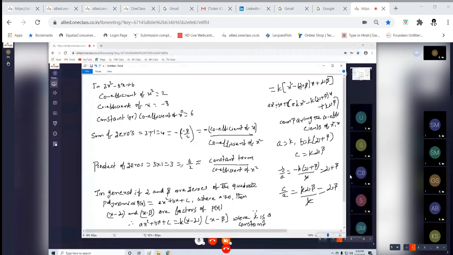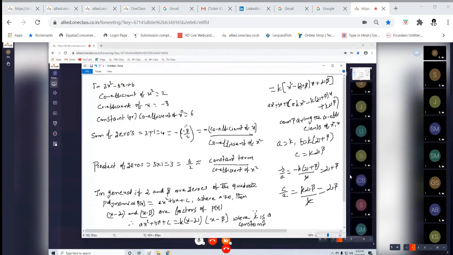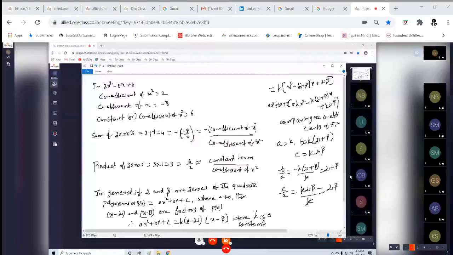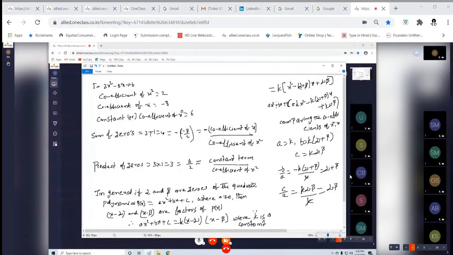Similarly, if any quadratic equation is given, I make this one equal to this one, 6 by 2. Got it? Where did you get this 6 by 2? Constant term by coefficient of x square. So this is equal to the product of zeros. Minus coefficient of x by coefficient of x square is equal to the sum of the zeros. Got it, children? This is a general method.